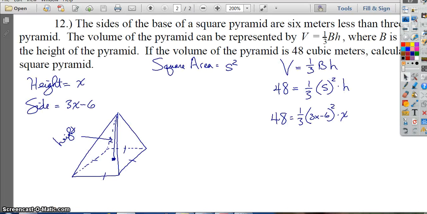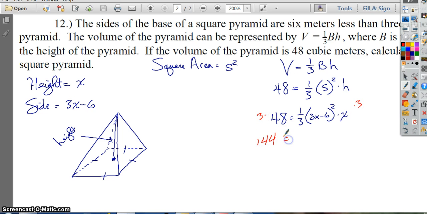Okay, you can see I had it set up. Remember, the side is 3 times the height minus 6. 6 less than that. I'm going to have x be the height. The B is the area for a square, because the base of the pyramid is a square. So that's side squared, which is 3x minus 6 squared. First order of business, I'm going to multiply 1/3 out of here by multiplying both sides by 3.